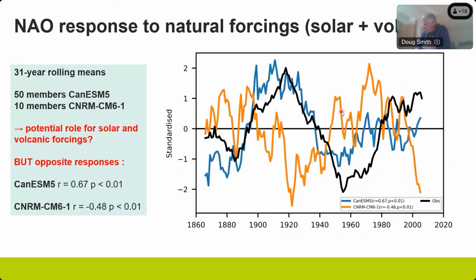So potentially there could be just a weak signal in the models, but it's not quite as simple as that, and that's because the models can have opposite responses. What I'm showing here is the NAO response to natural forcings, looking at 31-year rolling means, and the observations are in black, and this is standardized now. I'm showing two different models, CanESM5 and CNRM-CM6.1 in orange. And you can see that these models have opposite responses to these natural forcings, so solar and volcanic forcings. They're potentially highly correlated with the observations, so especially CanESM5 has a correlation of nearly 0.7, whereas CNRM has a significant negative correlation.